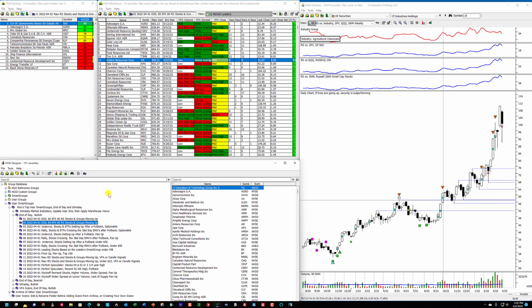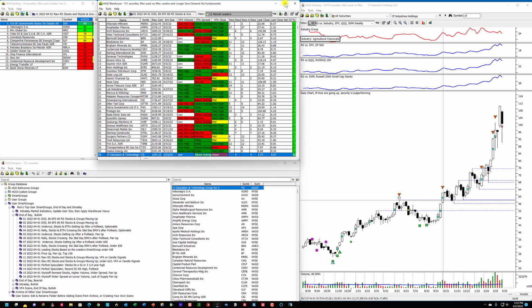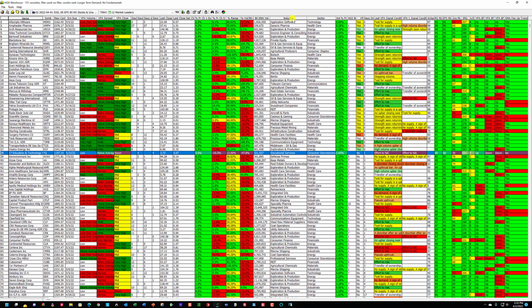So with that information in mind, I'm going to go into my end of day bullish for yesterday, and I'm going to just go to the 85.85. Let's compare the difference. You can see the 80.80 has 218 securities. The 85.85 has 151. So let's go with the 85.85, just a little bit stronger group of stocks based upon those two criteria. Now I'm going to transfer this group into the warehouse.